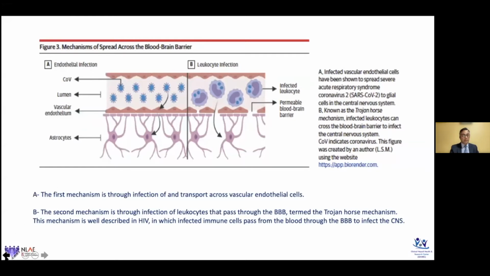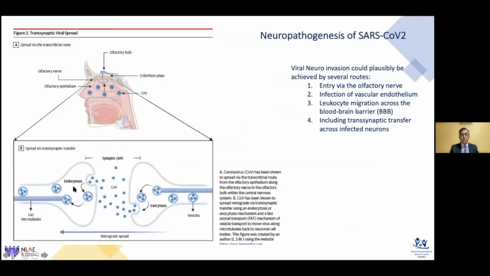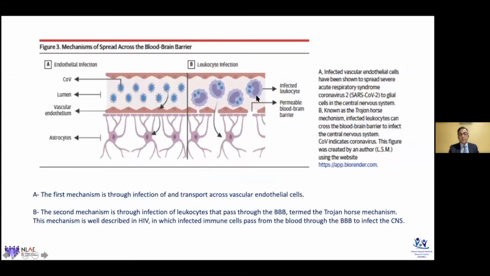And the fourth type would be the endocytosis process, where they have a fast axonal transport mechanism, and then coronavirus passes through this and then infects the neurons. An interesting finding is, as you can see on this picture B, where leukocytes bring the viruses, they pass through the blood-brain barrier, affecting the astrocytes. This mechanism has been seen in the previous HIV infection or HIV encephalitis, and we term this the Trojan horse mechanism.